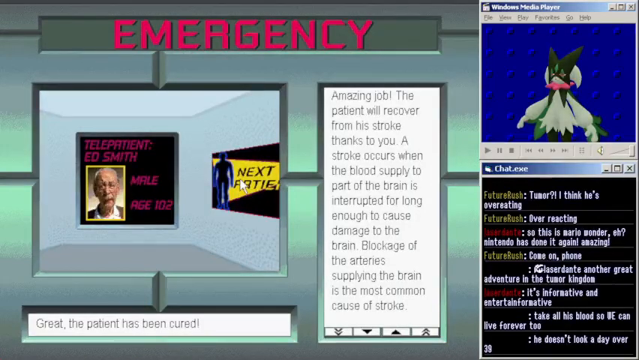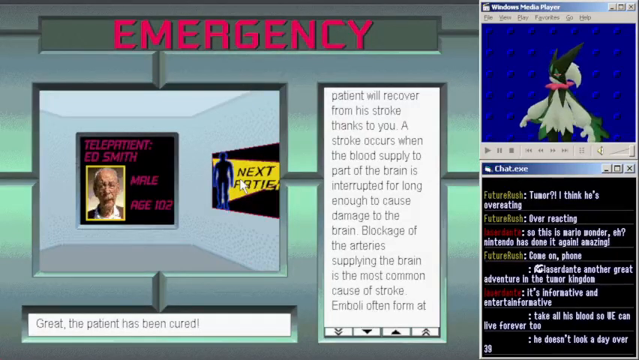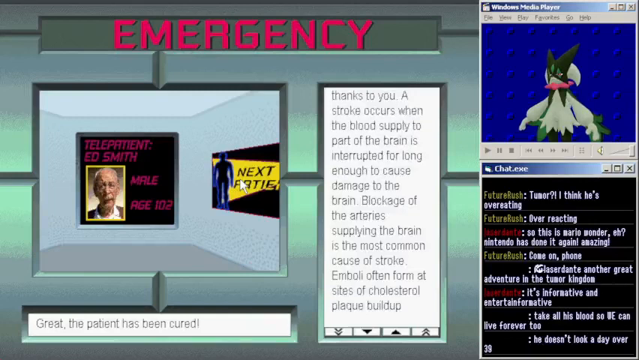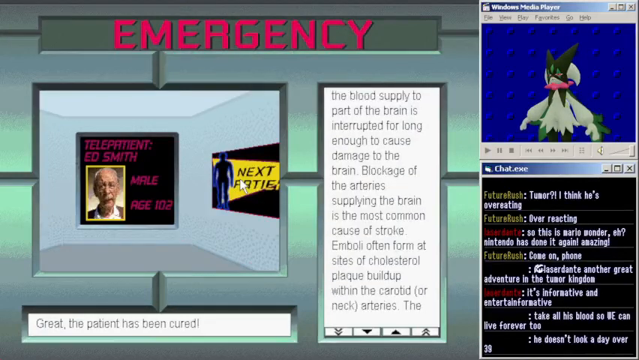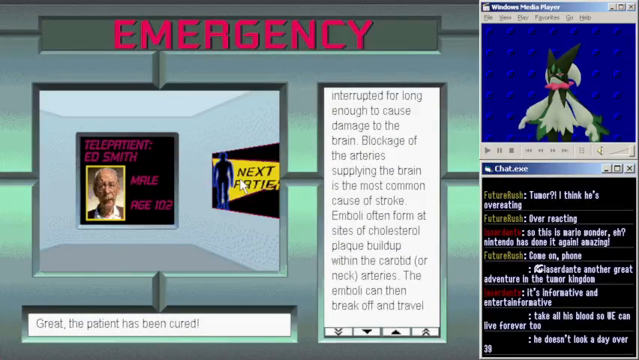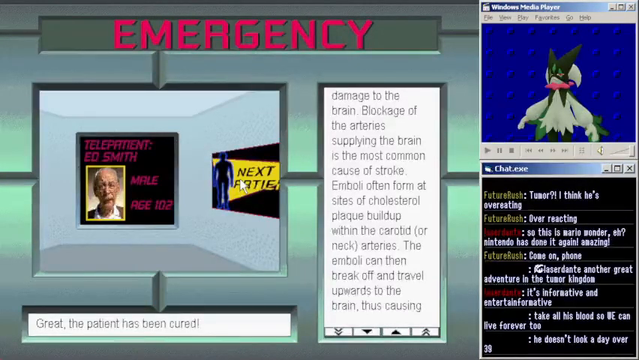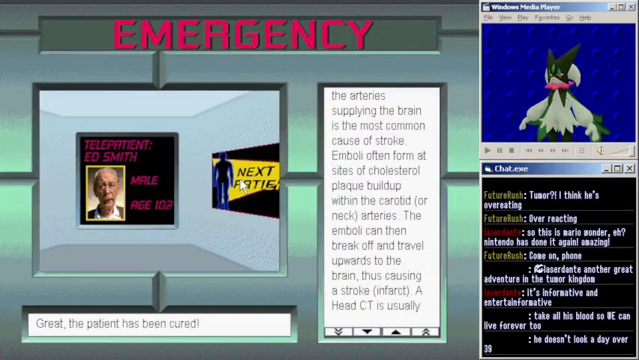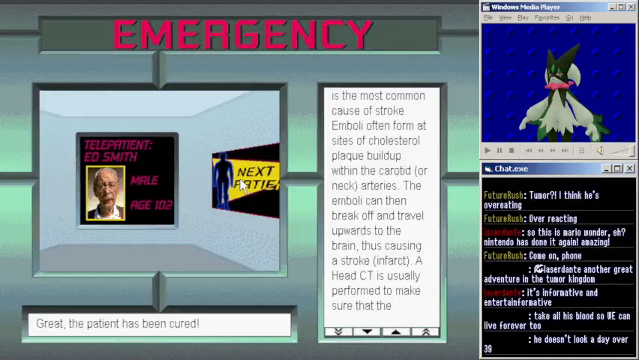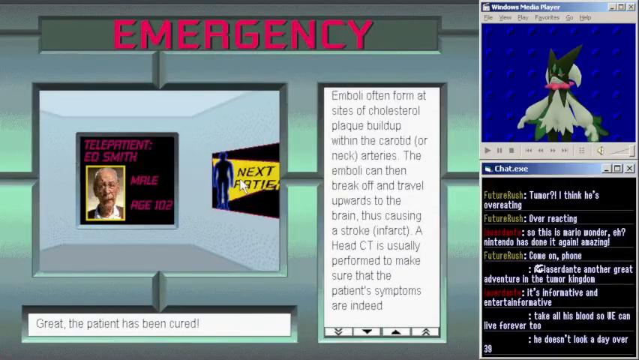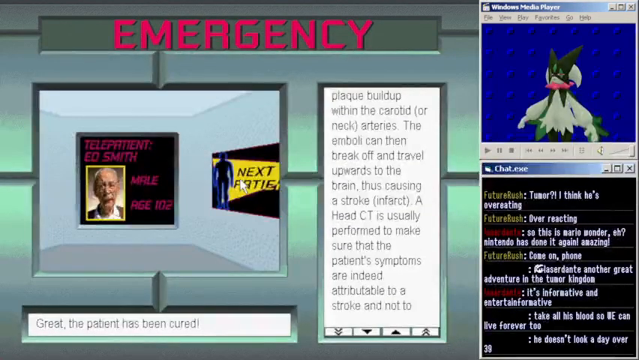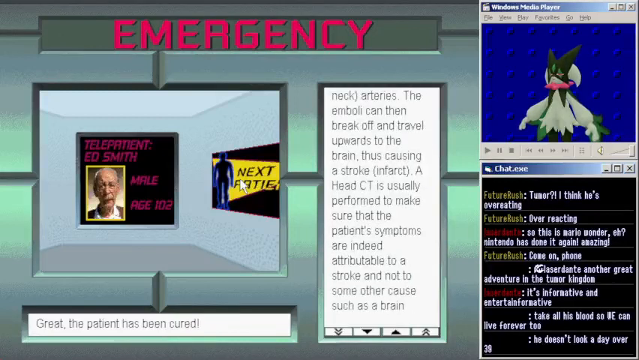Amazing job! The patient will recover from his stroke thanks to you. A stroke occurs when the blood supply to part of the brain is interrupted for long enough to cause damage to the brain. Blockage of the arteries supplying the brain is the most common cause of stroke. Emboli often form at sites of cholesterol plaque buildup within the carotid or neck arteries. The emboli can then break off and travel upwards to the brain, thus causing a stroke, infarct.